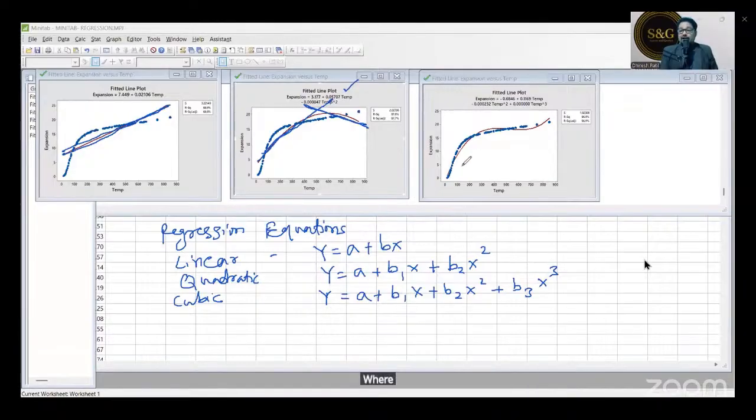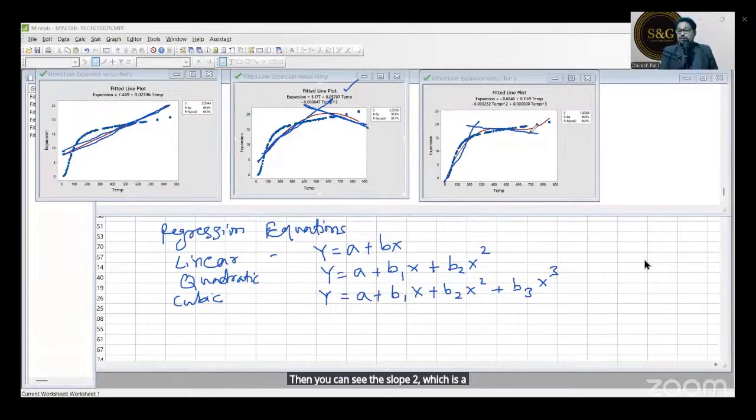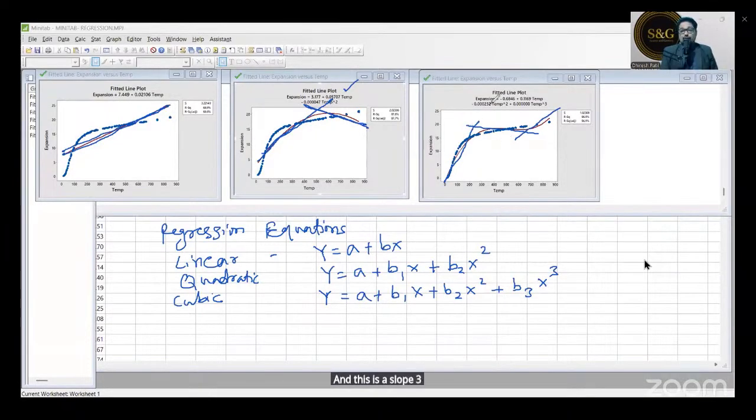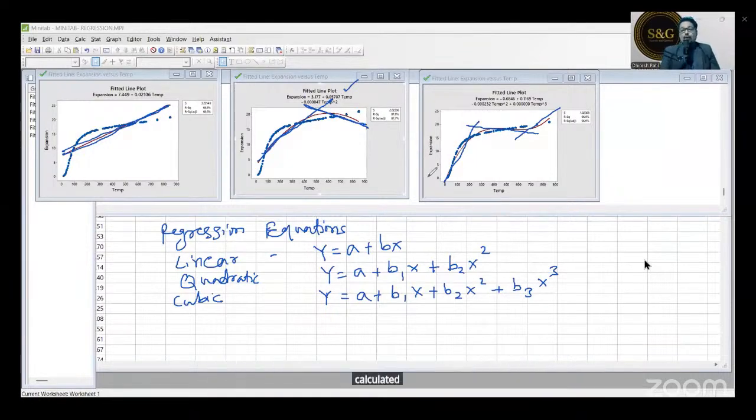Whereas in the third equation, you can see this is slope 1, which is a positive one. Then you can see slope 2, which is going a little downwards, a negative slope. And this is slope 3, which is again a positive slope. Can you see here? B1 is positive, B2 is a little negative, and B3 again is positive. That's why there are 3 different slopes which have been calculated with square and cube terms.